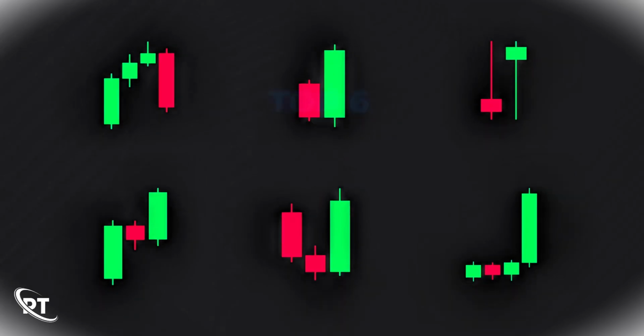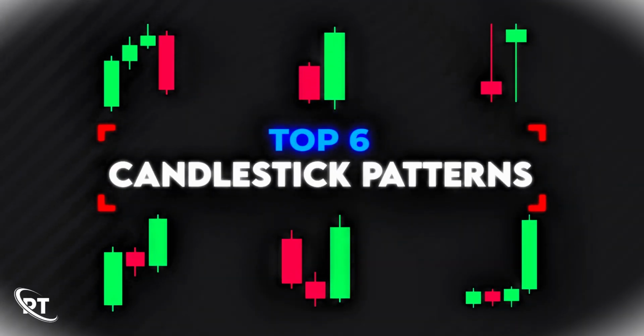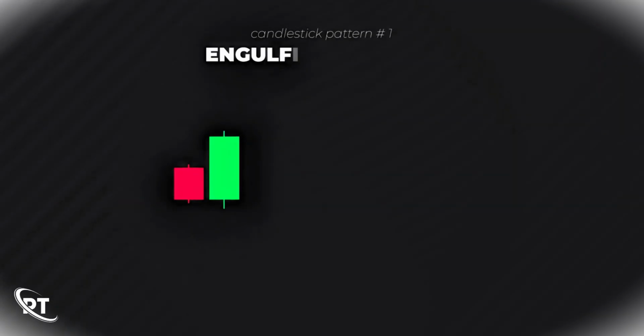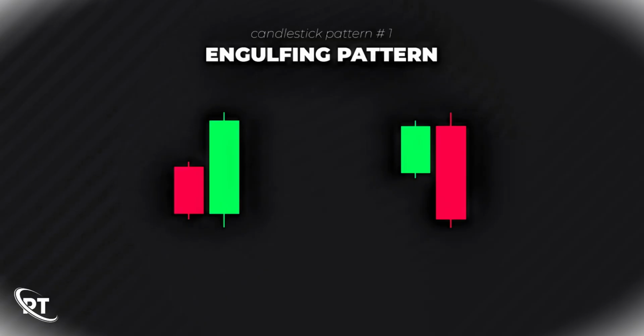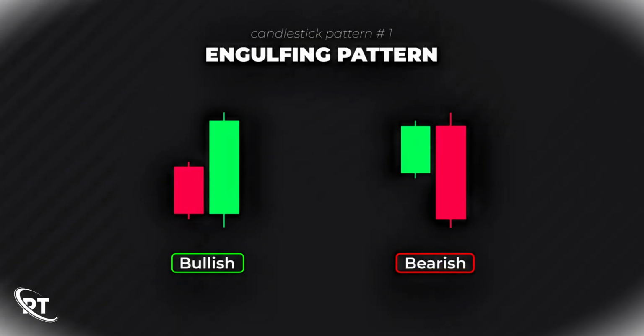Now, I'm going to show you my top 6 candlestick patterns that I've found to be the most effective. Number 1 is the engulfing pattern. An engulfing pattern is a candlestick pattern made up of 2 candles, a smaller first candle, followed by a larger candle of the opposite color. The key point is that the body of the second candle needs to fully cover the body of the first candle. There are 2 types of engulfing patterns. Bullish engulfing pattern, which is when the smaller candle is red and the larger candle is green. And bearish engulfing pattern, which is when the smaller candle is green and the larger candle is red.